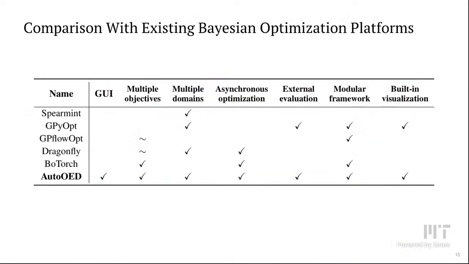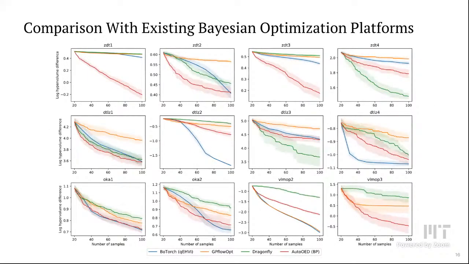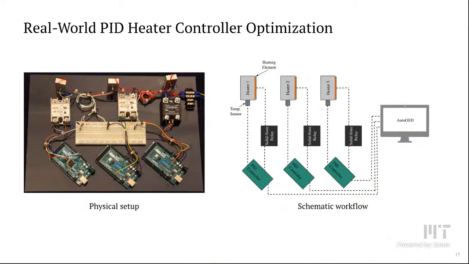We also compare with existing optimization platforms, both qualitatively and quantitatively, and we observe great efficiency on high dimensional problems. And finally, we demonstrate our real-world applicability through a PID heater controller optimization problem, and we believe this platform can also be applied to many other real-world use cases.